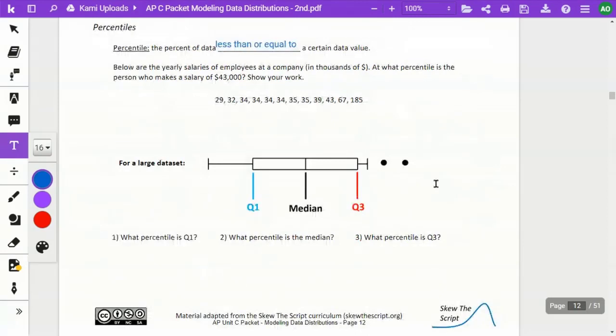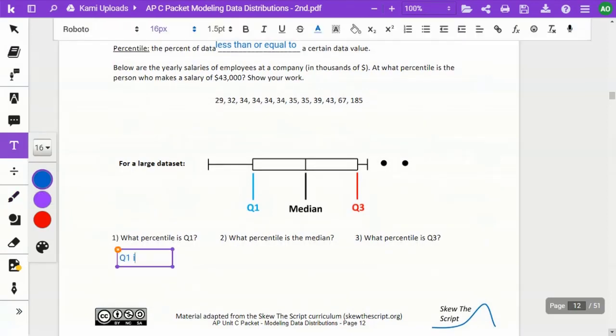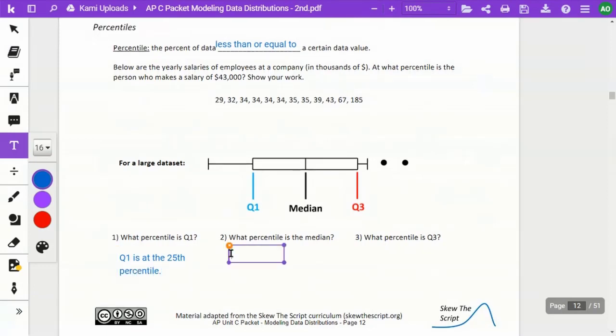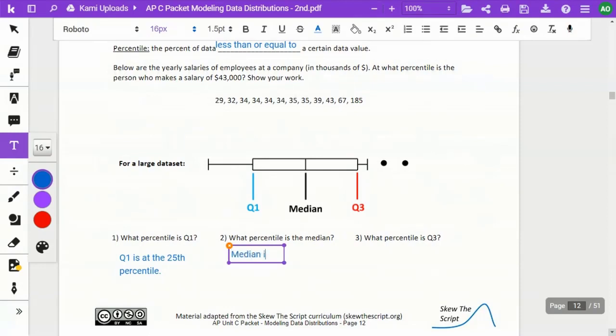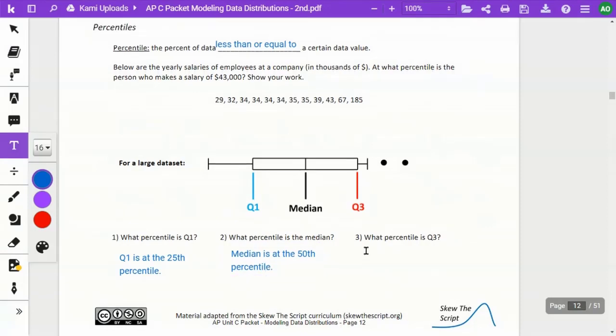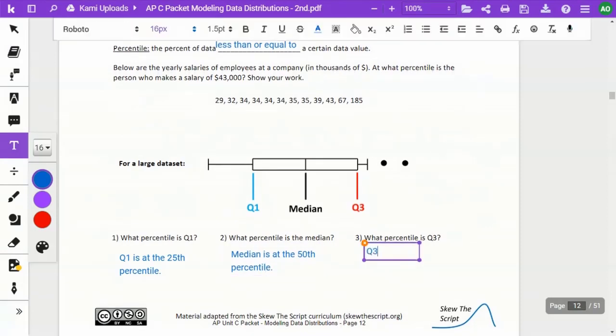So let's just remember, for large data sets, Q1 is what percentile? 25th percentile, right? Q1 is at the 25th percentile. All right, the median is at what percentile? Pretty easy. Today is a super easy lesson. Isn't that nice? Q3 is at what percentile?